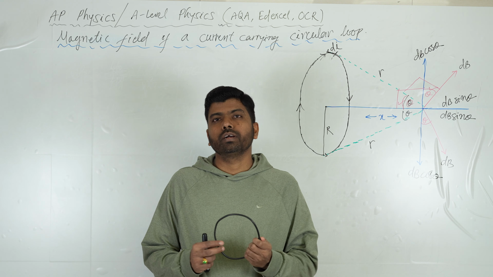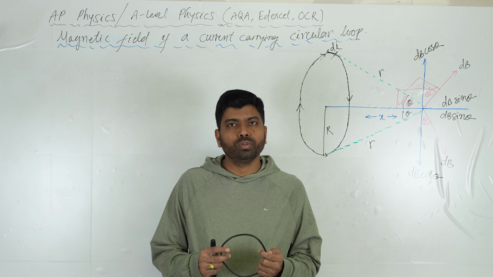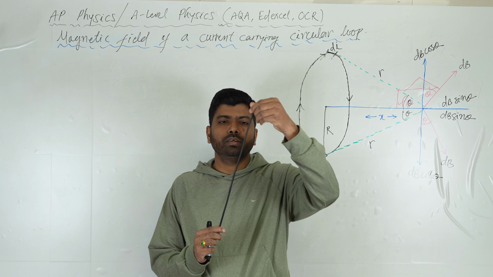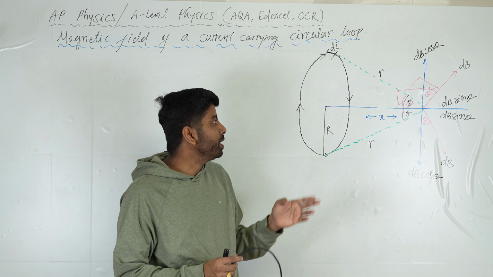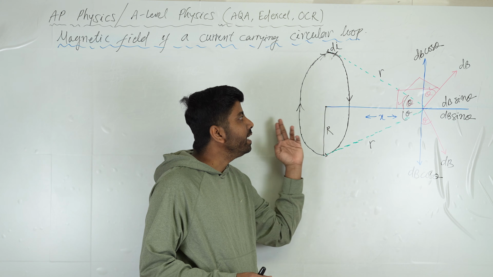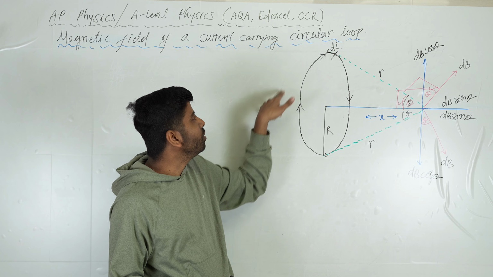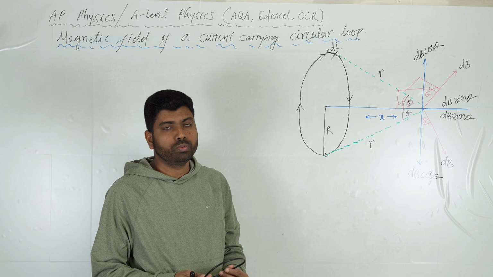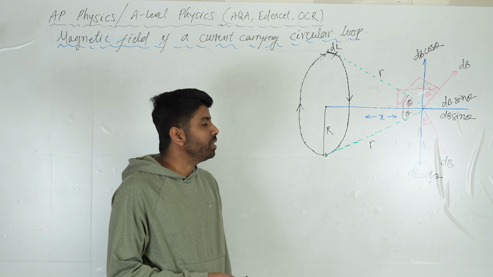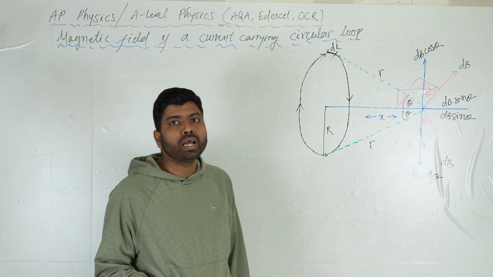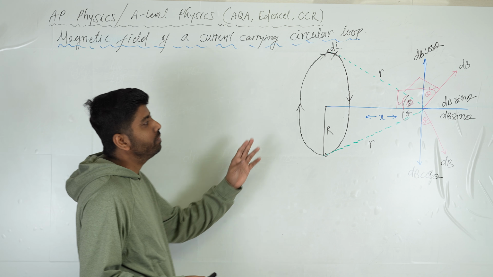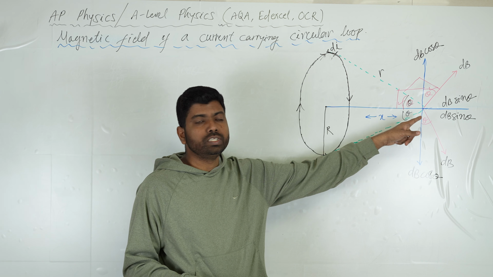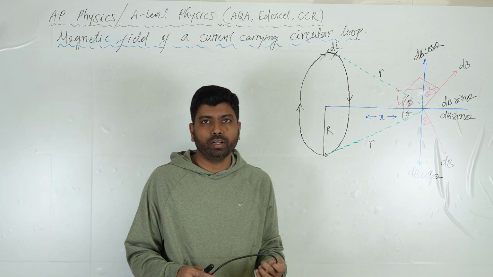Consider a current carrying loop, and we know that when current flows in a conductor, a magnetic field is produced around it. Today we are going to find out the magnetic field intensity on the axis of a current carrying circular loop. Before that, we will use the Biot-Savart law to find out the total magnetic field intensity at this point due to the current carrying circular loop.